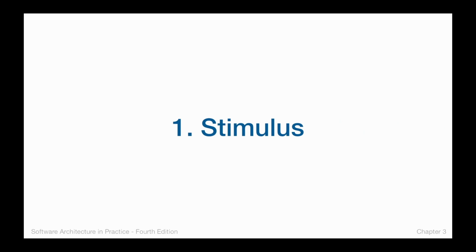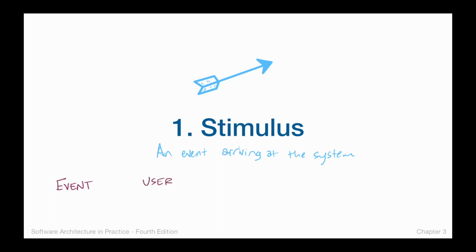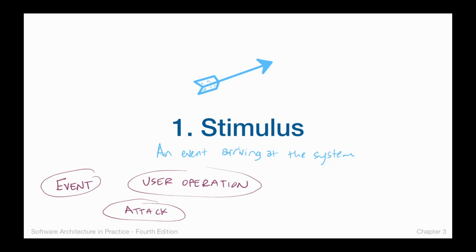The first part is the stimulus, and we're going to represent that stimulus with an arrow. So a stimulus is an event arriving at the system. Okay, this event could be a number of different things. If you're part of the performance community, you might call it an event. If you're part of the usability community, you might call it a user operation. If you're part of the security community, you might call it an attack. Okay, so these types of things could be a stimulus, just depending on the context that you're discussing.